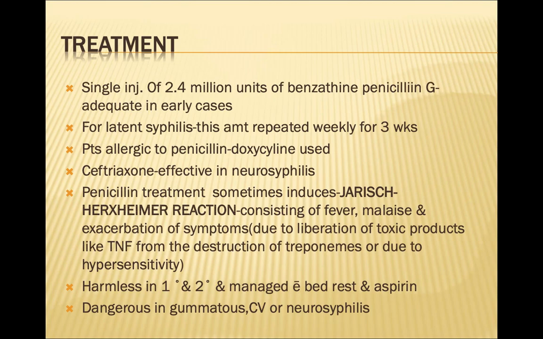Coming to the treatment of the disease, a single injection of 2.4 million units of benzathine penicillin is good enough to treat the cases in early stages of the disease. For latent syphilis, the same 2.4 million units is repeated weekly for 3 weeks. Patients who are allergic to penicillin, doxycycline can be used. Ceftriaxone is also an effective drug, especially when it comes to neurosyphilis.